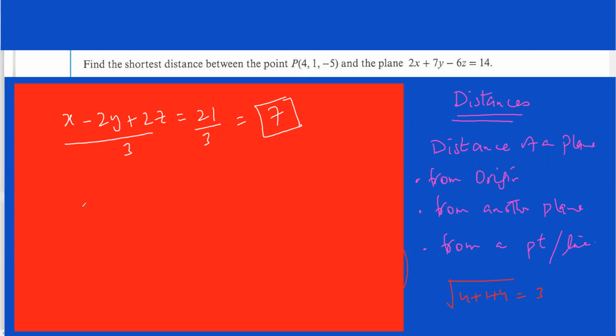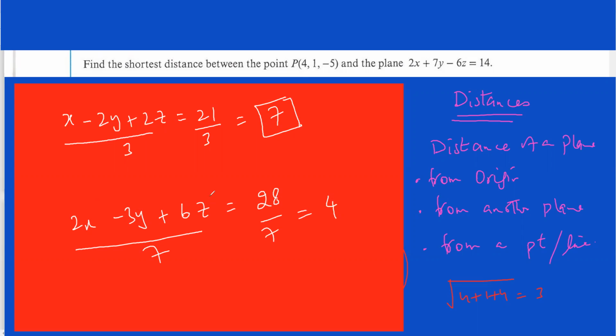Let's say you have a plane which is 2x minus 3y plus 6z, and that is equal to, let's say, 28. This is another typical vector, (2, 3, 6), whose magnitude is always 7. So I'll be dividing both sides by 7, which will give me 4.